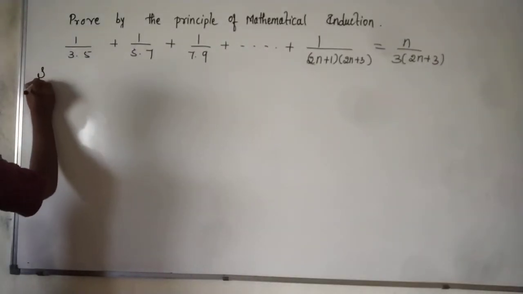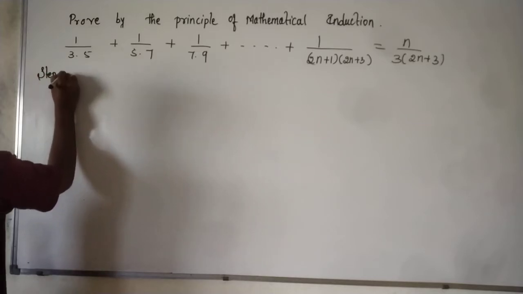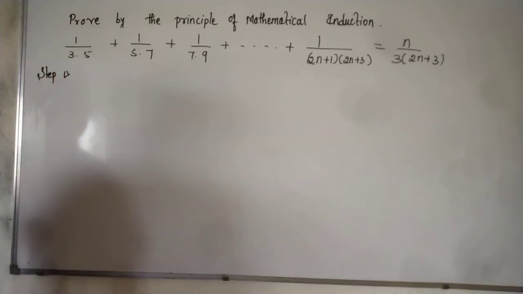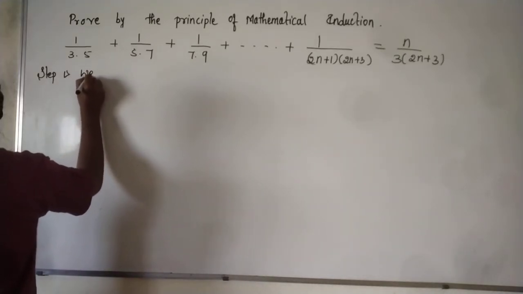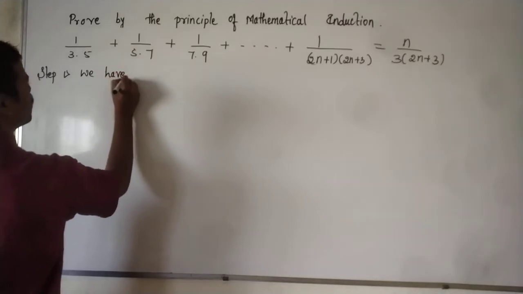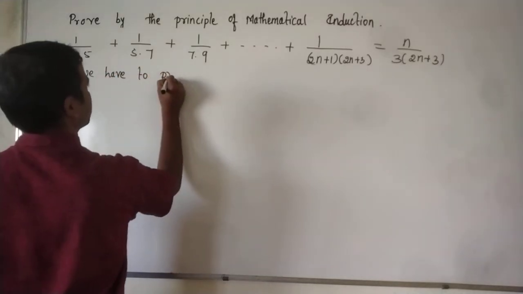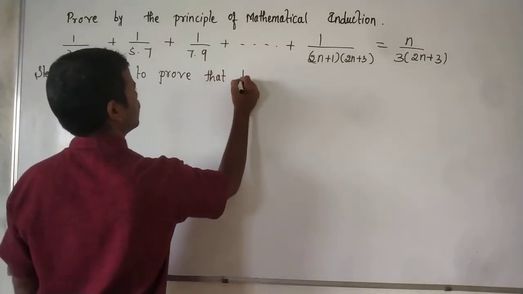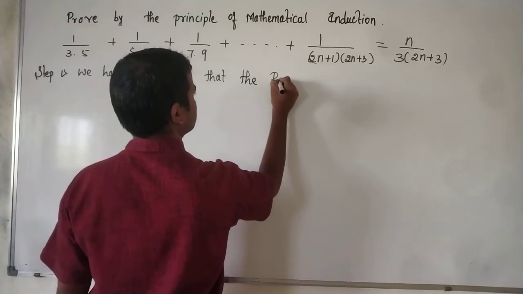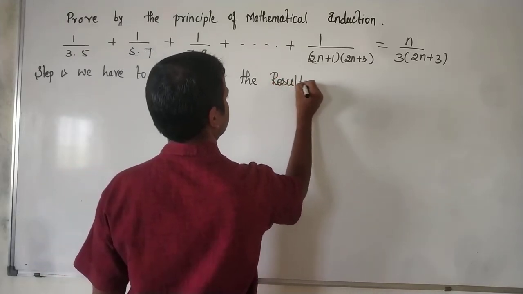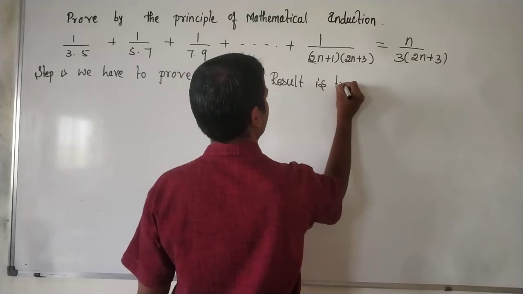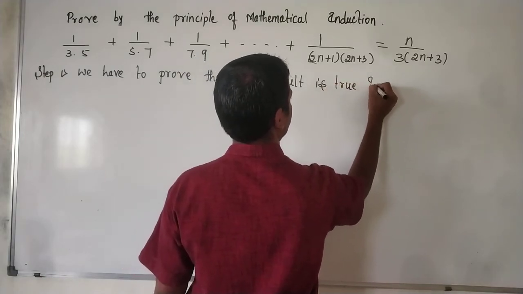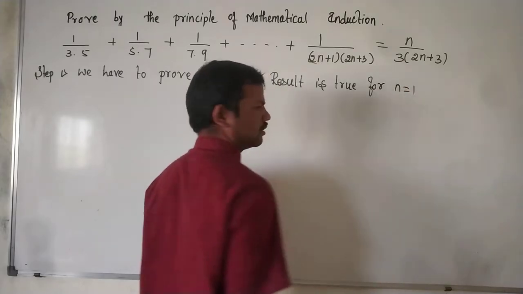So step 1 in anything. What is step 1? We have to prove that the result is true for n equal to 1. The result is true for n equal to 1.